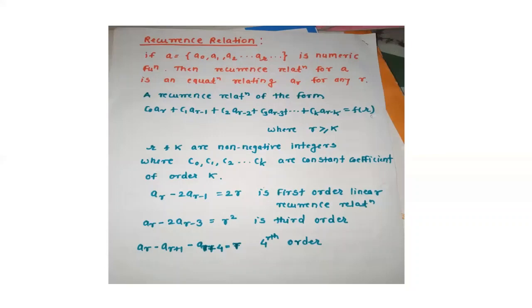So here you have to just remember the order, and second, the form of the linear recurrence relation. That is C0 AR plus C1 AR minus 1 up to CK AR minus K is equal to F of R.